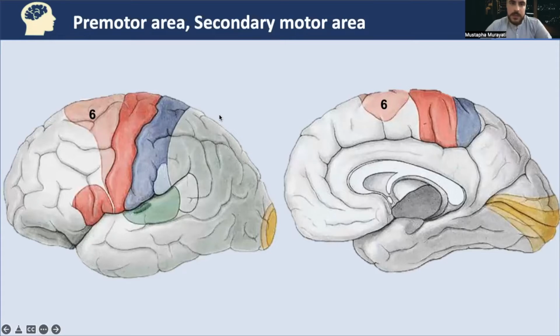Now, after finishing the primary motor area, let's talk about the premotor area, or what's called the secondary motor area. It represents Brodmann area number 6, which is just anterior to the primary motor area in the red. It represents the area anterior to the precentral gyrus and the primary motor area. It is wider superiorly than inferiorly. It takes some part, the posterior part of the superior, middle, and inferior frontal gyrus, which is over here. This is on the medial surface. It has a slight representation over here.